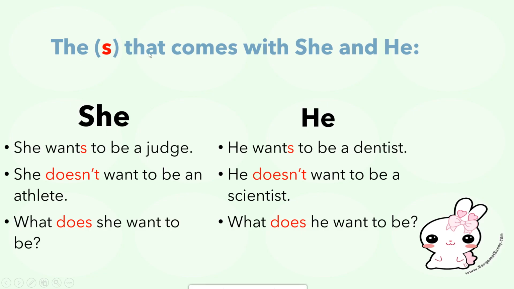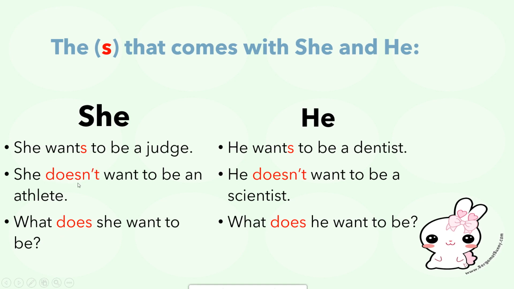Okay, the S that comes with she and he. Be careful here. This is very important. In the sentence we say she wants to be a judge. And if it's negative, we say she doesn't want to be an athlete. Like I said, when we have she or he, we add s to the verb. However, we do not add the s to the verb when we have doesn't or in the question.